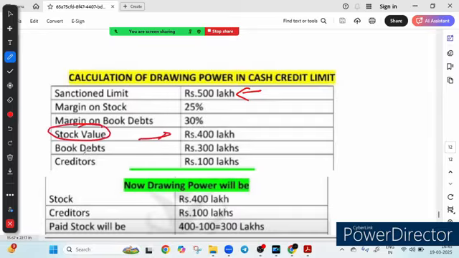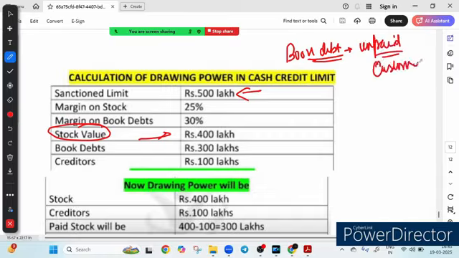And also the bank checks the book debt. What is the meaning of book debt? You know the meaning of book debt. Book debt means the business's unpaid customer invoices. So some invoices have not been paid by the customer. This is called book debt: the pending amount of customer payments, which is how much? 300 lakh. Right. But there is a twist.